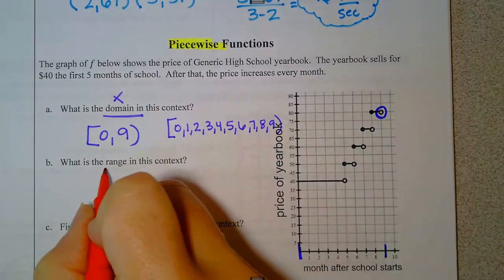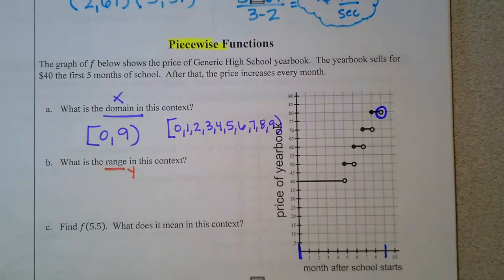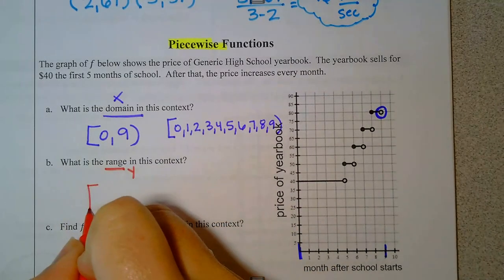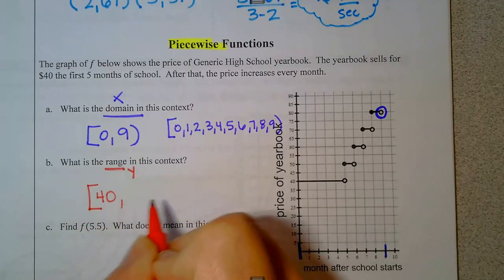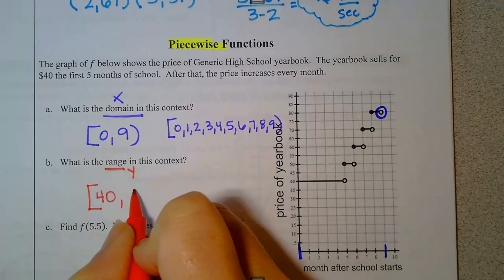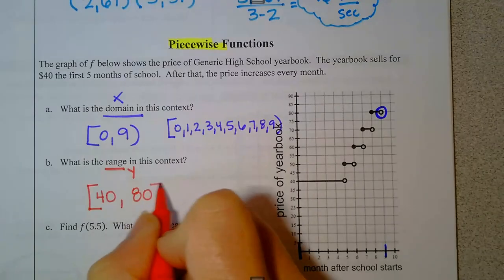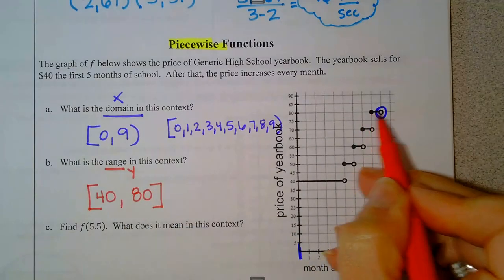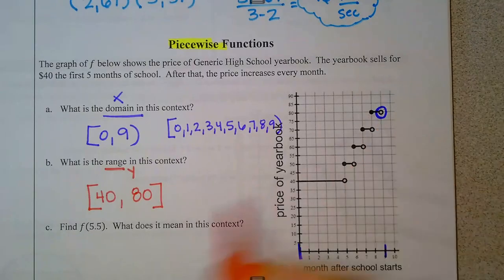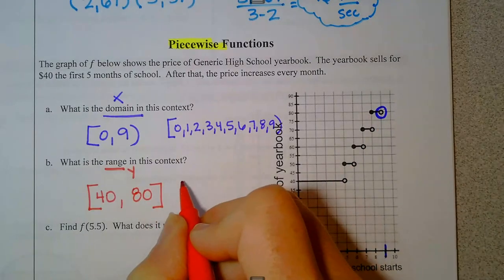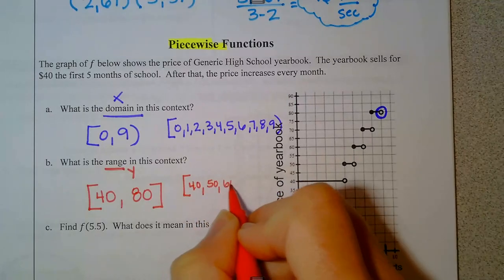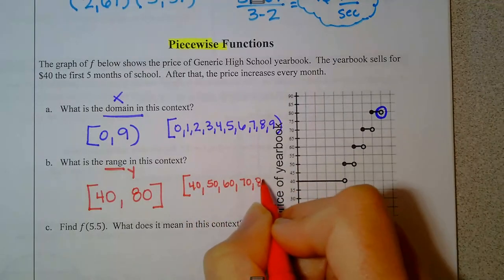What about the range? These are your Ys. 40 to 85. Is 40 included? Yes. And what's the highest price? 80. Okay? And that is a closed circle at 80, so we're going to use that with our bracket. Or you could list them out, because this is the one where if you listed them out, it would make more sense, wouldn't it?